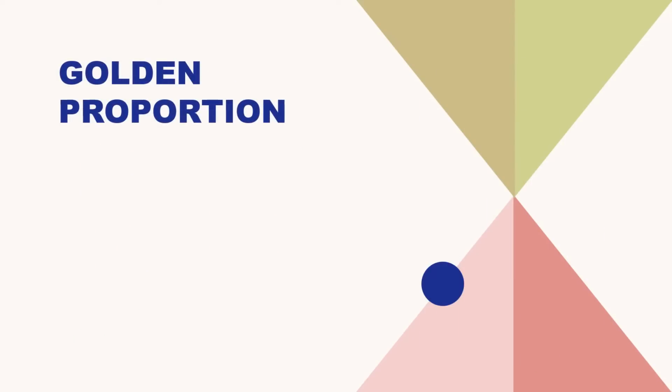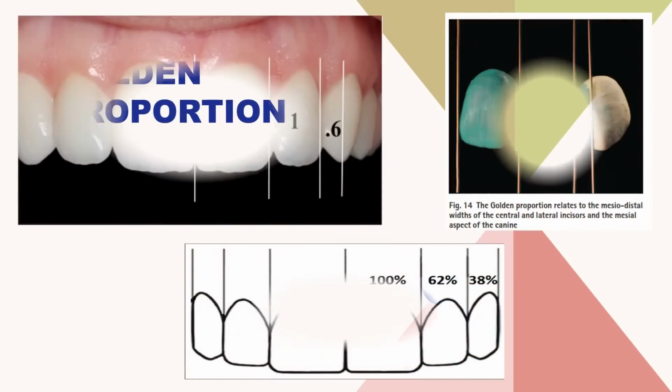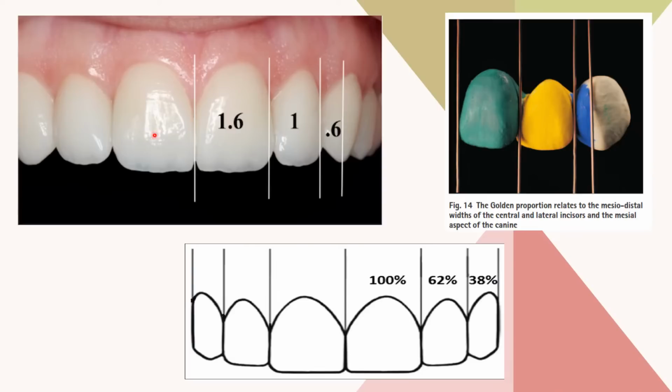So coming to the golden proportion. This golden proportion relates to the mesiodistal width of the central incisor, lateral incisor and the mesial aspect of the canine. 1.6, 1 and 0.6. That is 100%, 62% and 38%. This is the golden proportion or golden ratio.